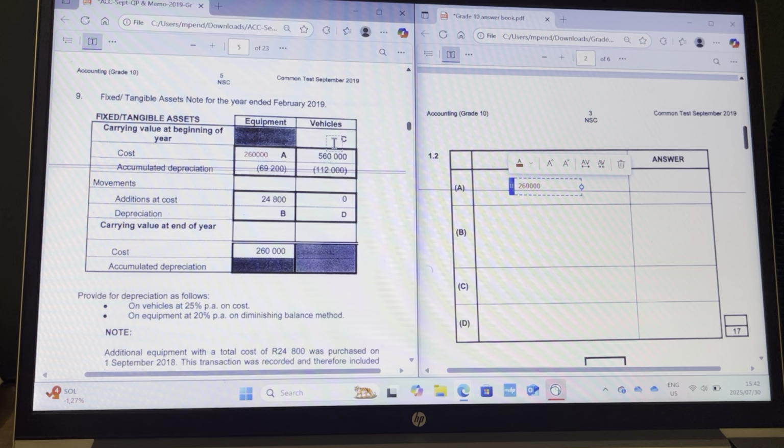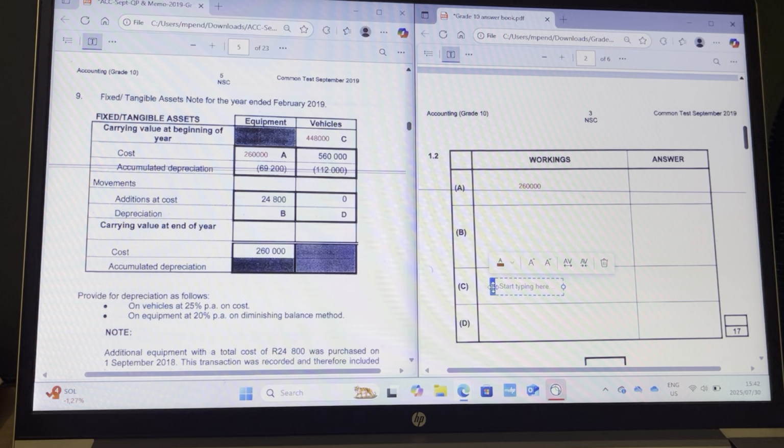the value of C, we can get that very easily because it is the cost less accumulated depreciation. That is the carrying value at the beginning of the year, which is the cost less accumulated depreciation, which is 560 less 112. That makes it 448,000. This is something you can go ahead and put here. It's going to be 560,000 less 112,000. That'll give you 448,000.